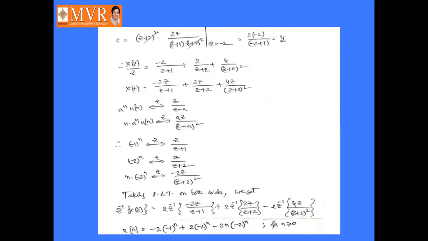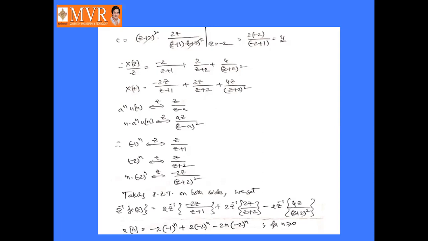And the C value is (z plus 2) whole square into 2z by (z plus 1) into (z plus 2) whole square, keeping z equal to minus 2. So (z plus 2) whole square gets cancelled. 2 into minus 2 by minus 2 plus 1. So minus 4 by minus 1, it is 4. Therefore X of z by z is equal to minus 2 by z plus 1 plus 2 by z plus 2 plus 4 by (z plus 2) whole square. Or we can write this as X of z equal to minus 2 into z by z plus 1 plus 2z by z plus 2 plus 4z by (z plus 2) whole square.